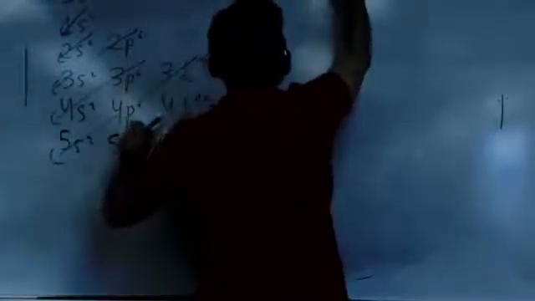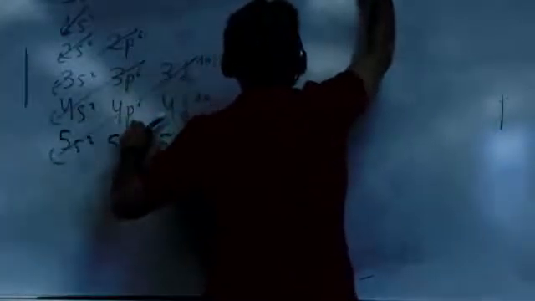3s2, 3p6, 4s2, 3d10, 4p6, 5s2. This is the order in which electrons go around the nucleus of an atom.